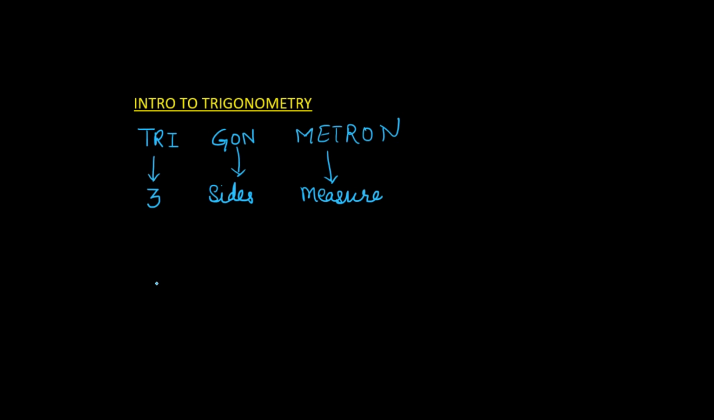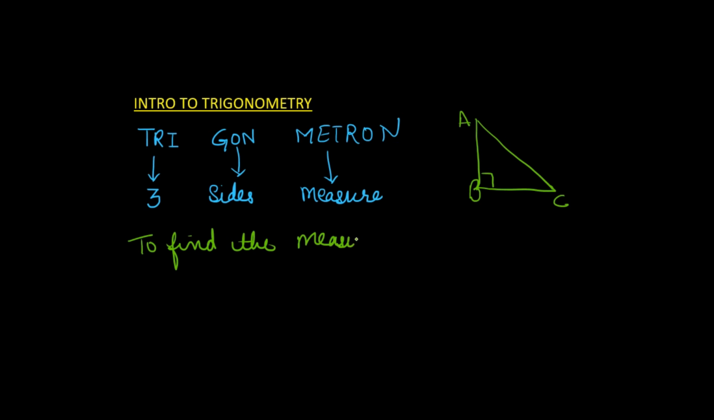But three sides of what? Three sides of a right angle triangle. The important thing here is that the triangle has to be a right angle triangle. So trigonometry is basically used to find the measure of the three sides of a right angle triangle.